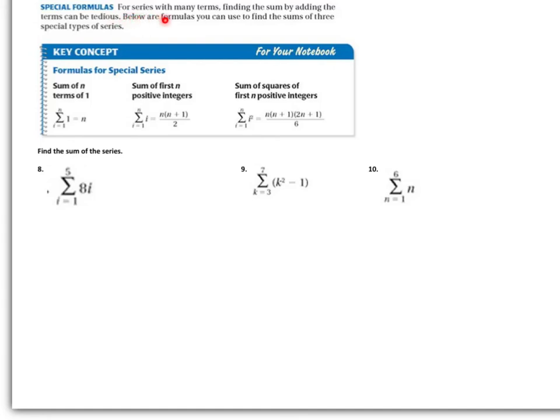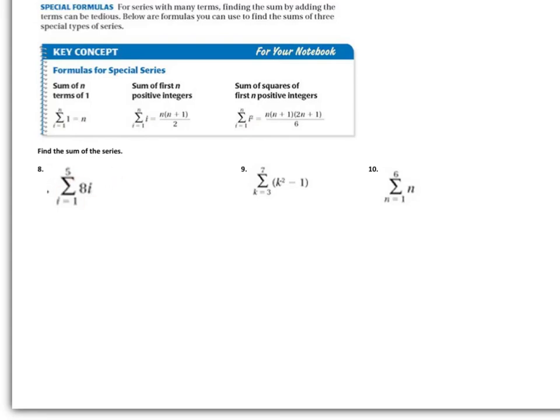Special formulas for series with many terms. Finding the sum by adding the terms can be tedious. Below are formulas you can use to find the sum of 3 special types. So if you see these 3 types specifically, we can use these. Do any of these say 8i? This says 1, this says i, this says i squared. So that says 8i. So no.